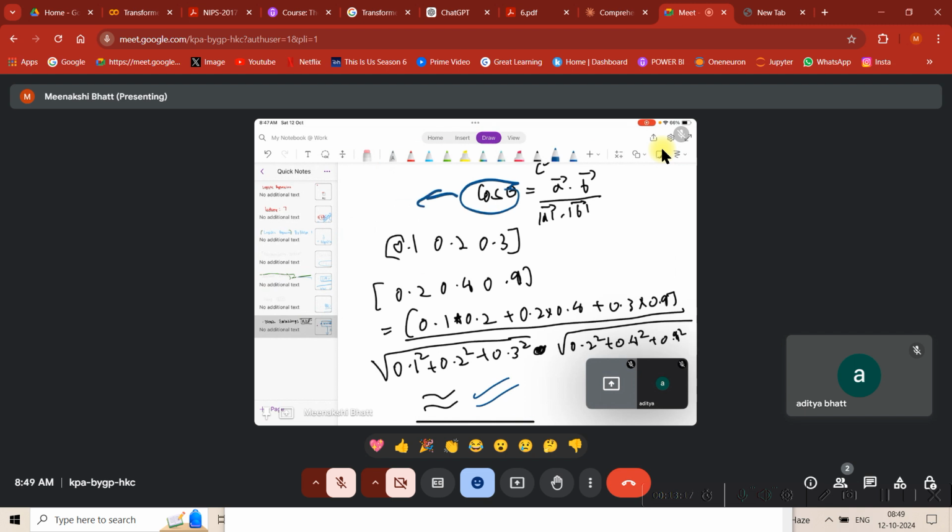And guys, cos theta ranges from -1 to +1. If the values are close to 1, that means the vectors are related to each other. Okay, now that is there. Now let's close it and move to the code snippet.